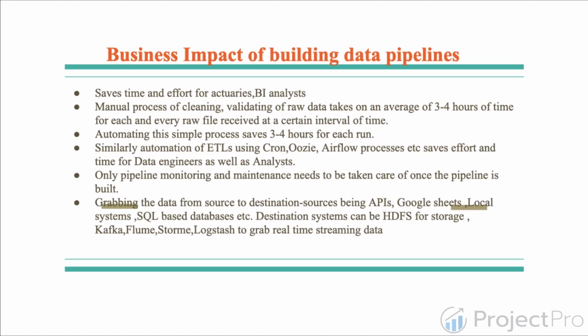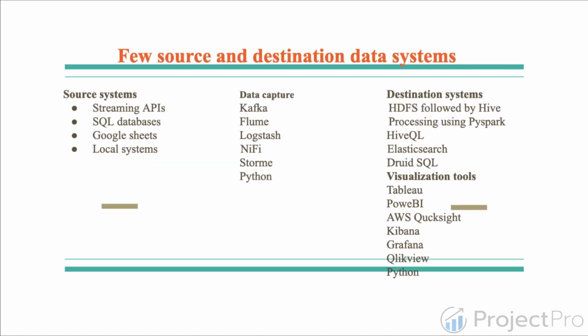So grabbing the data from source to destination, sources being APIs, Google Sheets, local systems, SQL based databases, these are different examples of source systems. Destination systems are where we are going to store the data, like HDFS, like destination can be Kafka. We can pull the real-time streaming data from API using Kafka also, Flume, Storm, Logstash to grab the real-time data. So this is some context or throwing some light into big data pipeline.